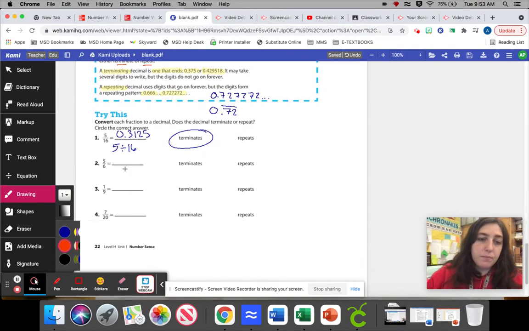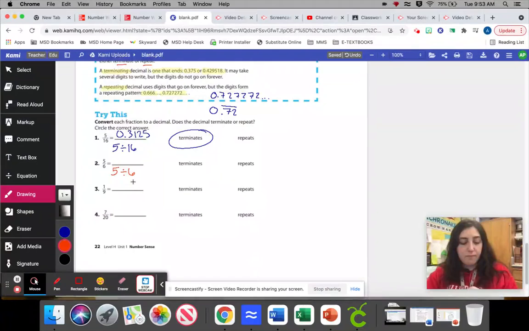Okay, number 2, 5 over 6. In our calculators, and to convert this to a decimal, we are going to put numerator divided by denominator, which is 5 divided by 6. So in your calculators, please do 5 divided by 6 equals 0.833333333. Notice how the 3 keeps on repeating.